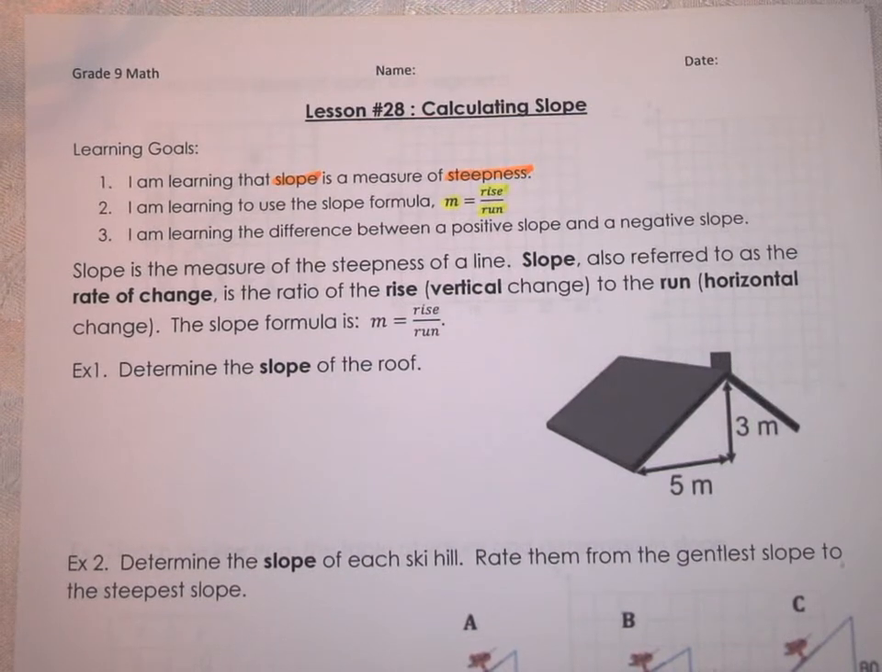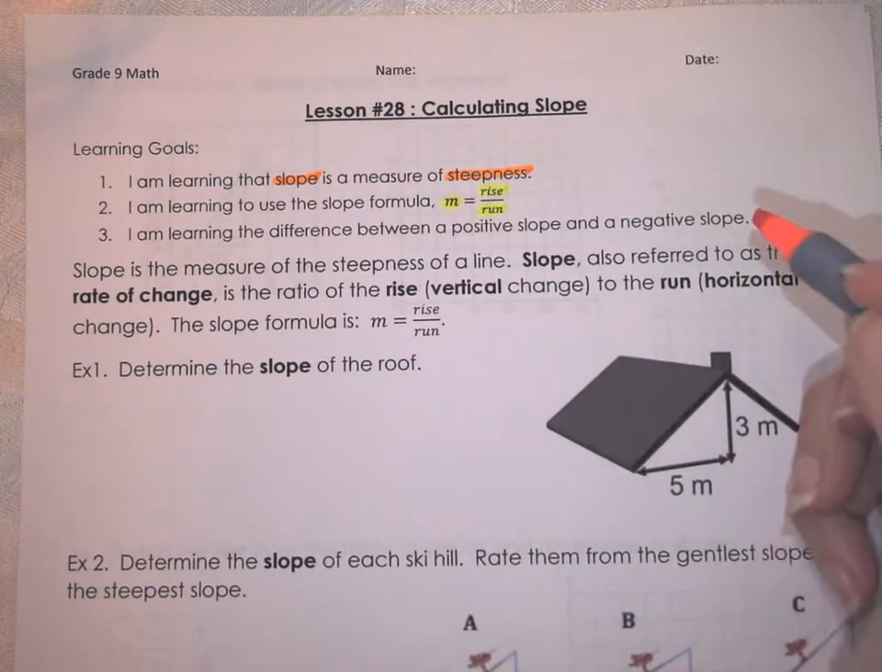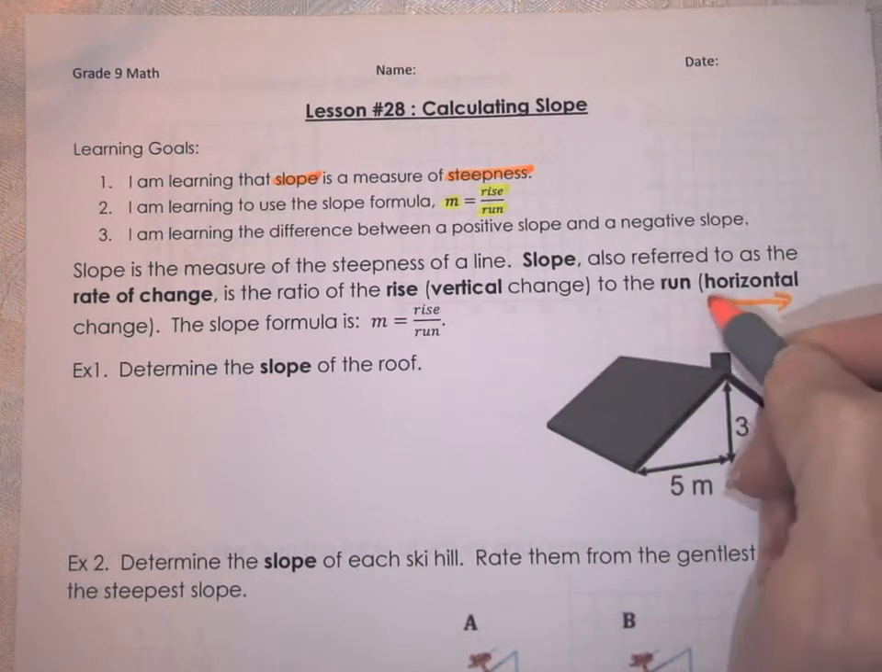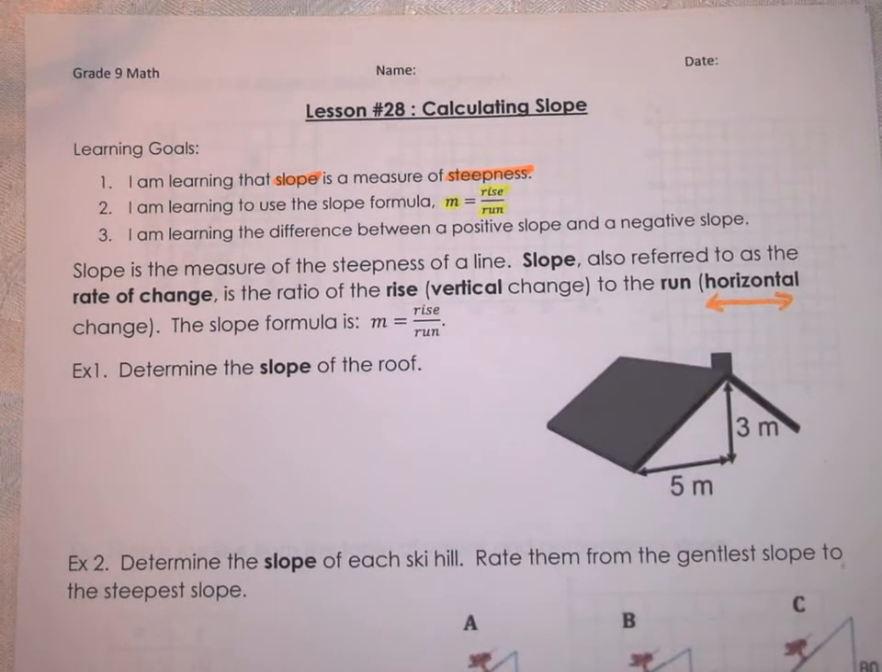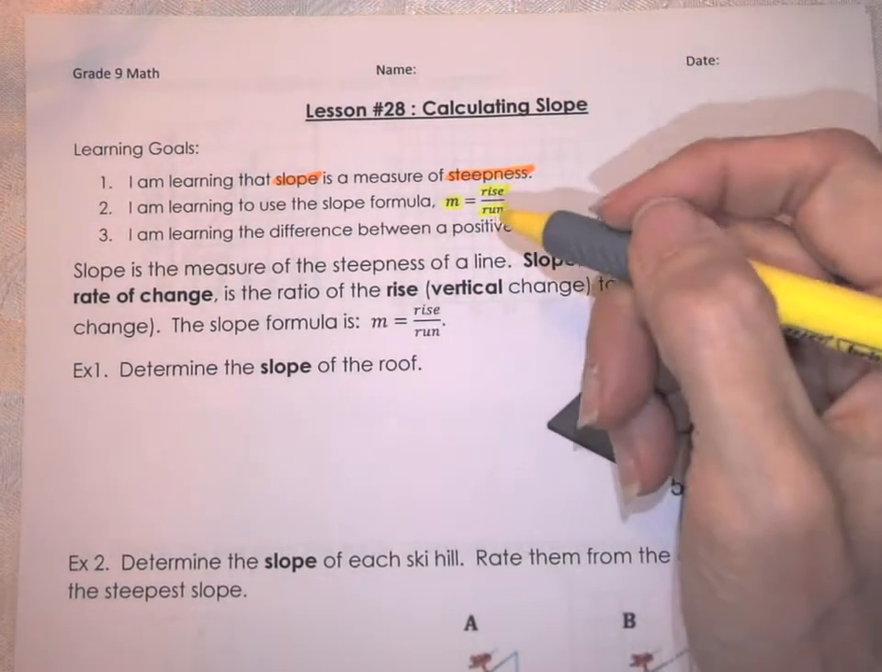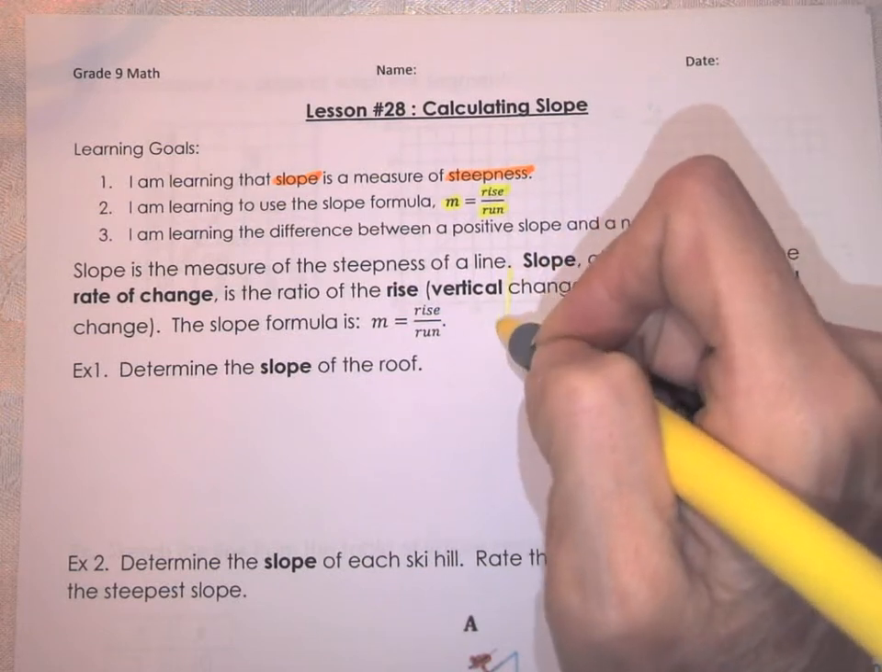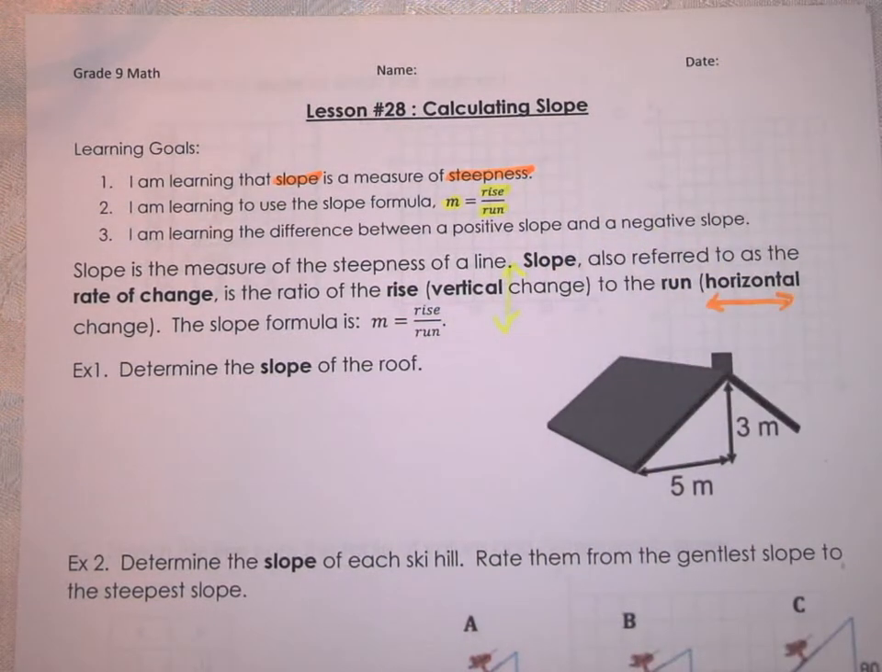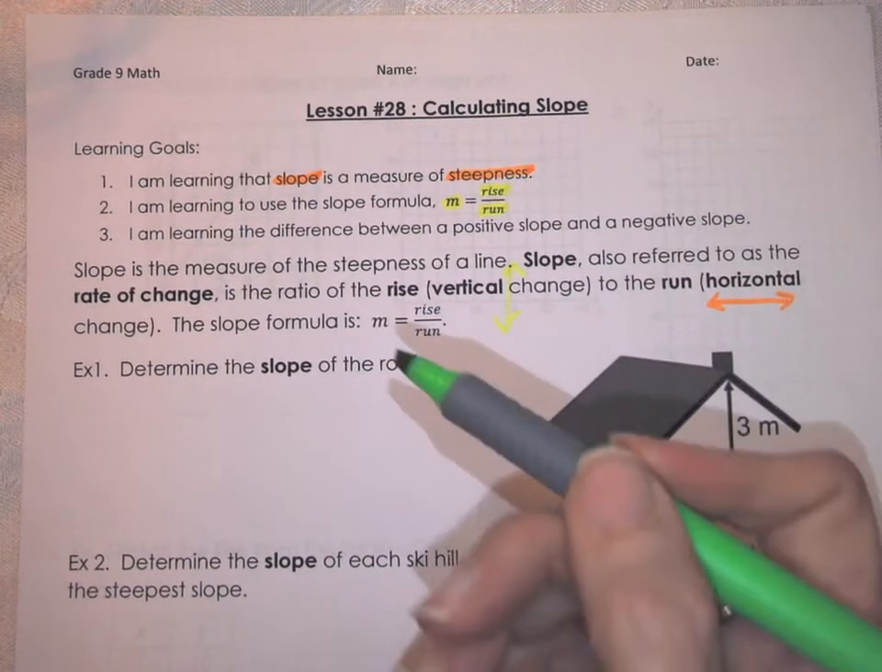Slope is the measure of the steepness of a line. Slope, also referred to as the rate of change, is the ratio of the rise, or the vertical change, to the run, or the horizontal change. Remember, horizontal is this way, and vertical is up and down. And then we have our slope formula. Slope equals rise over run.